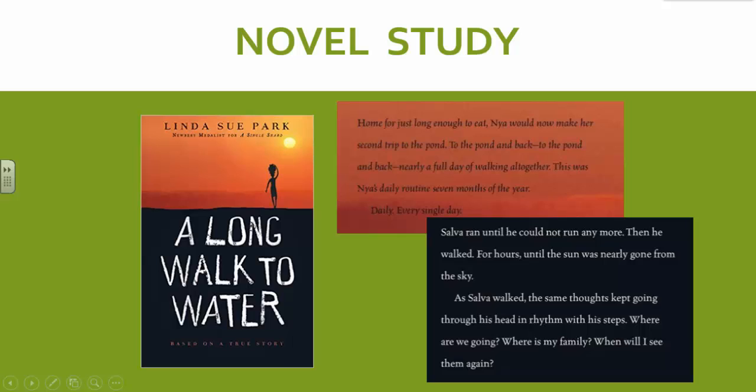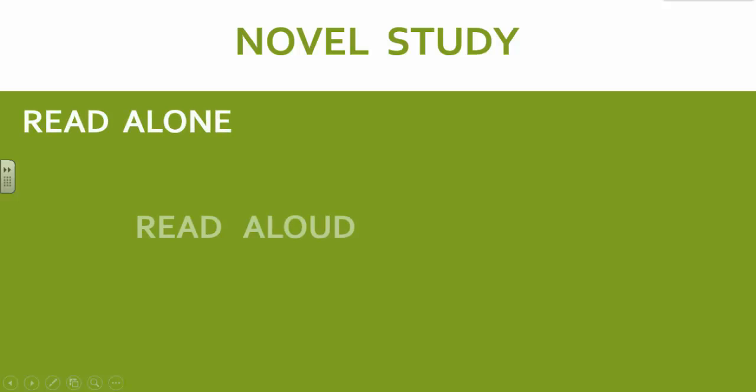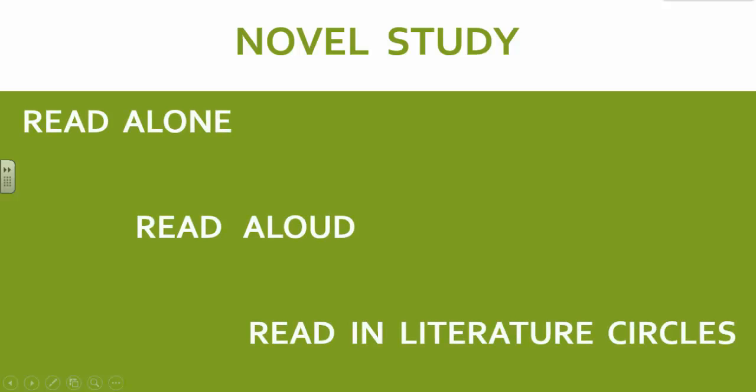This novel touches on many elements of the standards, including access to water, access to education, and the role that government has played. This novel can be read individually, read aloud, or as part of literature circles. This novel does lend itself well to literature circles because there are several activities that can be completed while reading.